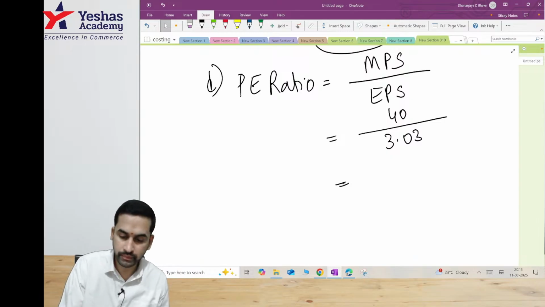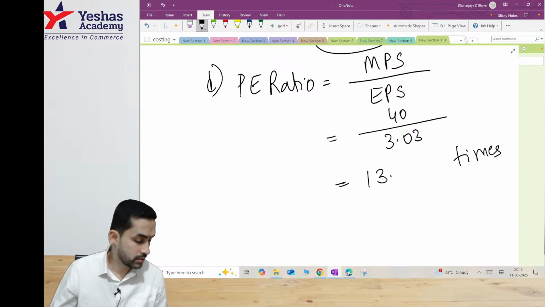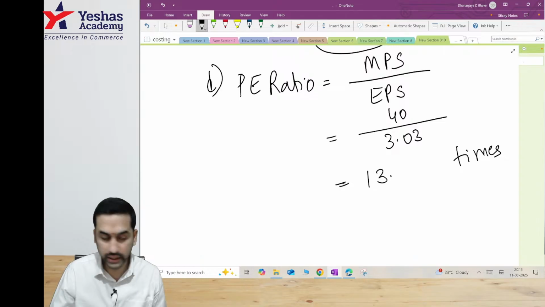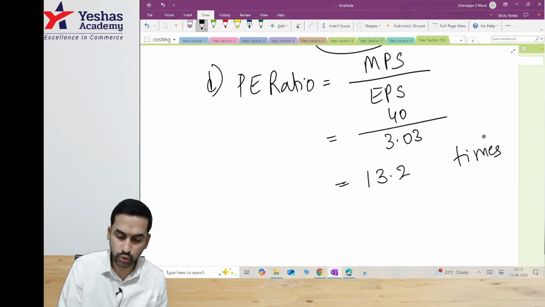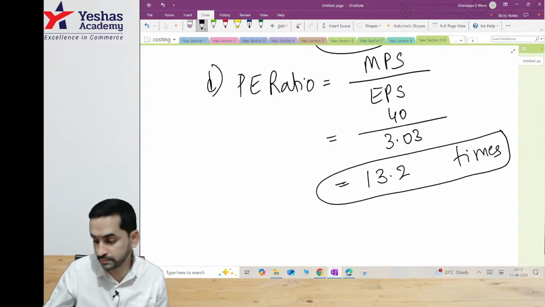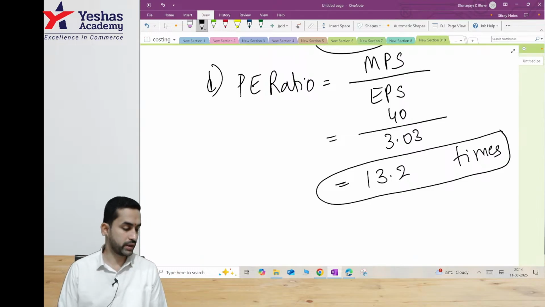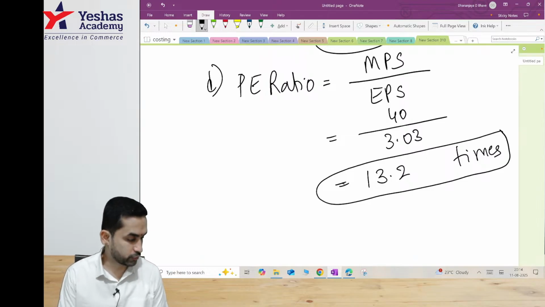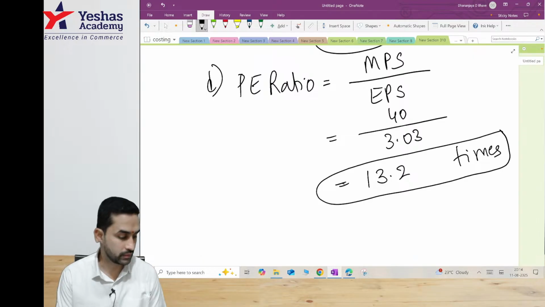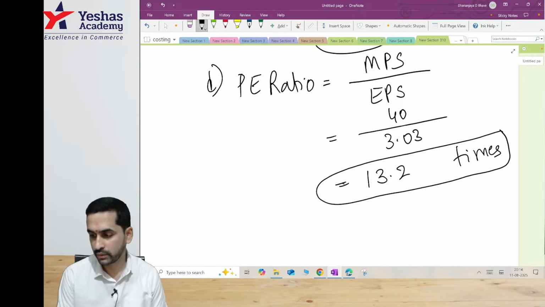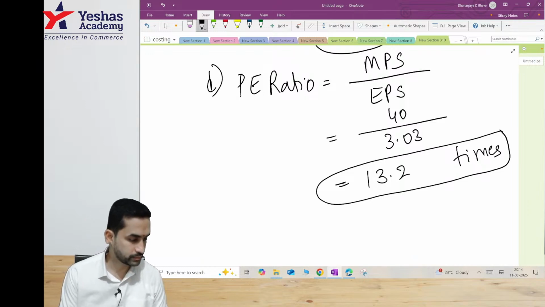Around 13 point something. And remember, PE ratio is always mentioned in times. How much are you getting? Roughly 13.2 times. That means to earn 1 rupee, people are willing to pay 13.2 rupees. Hope you are able to follow. You remember that Maruti Suzuki number was 27 times PE ratio. Okay.